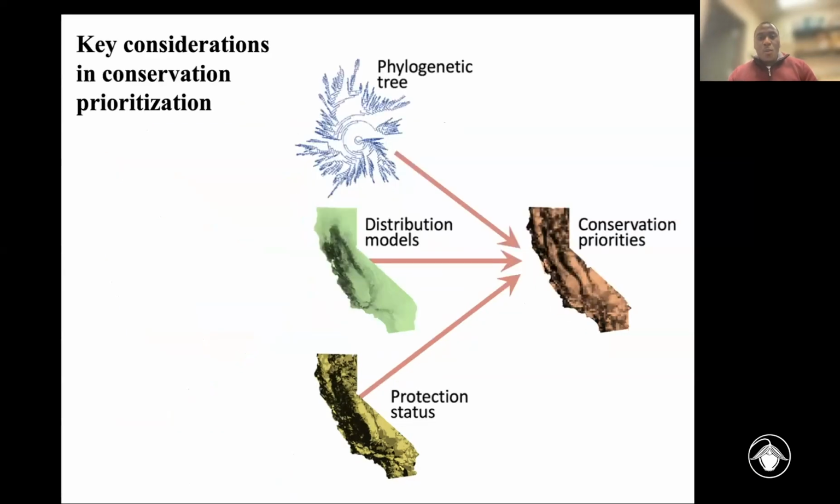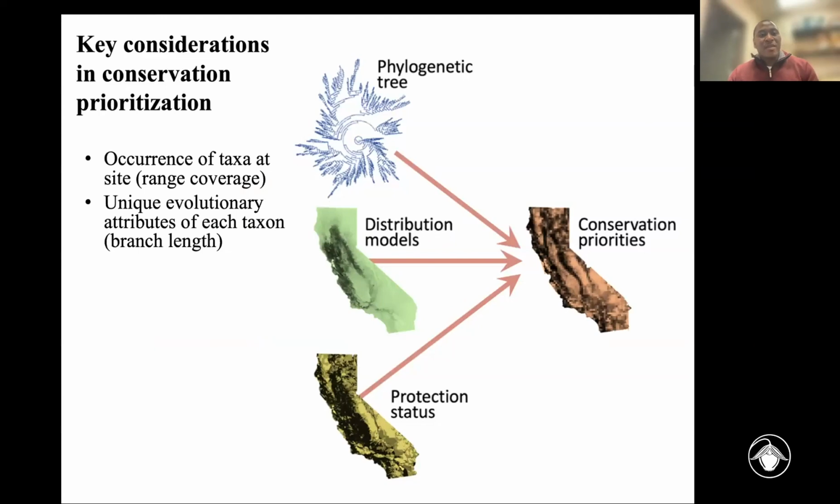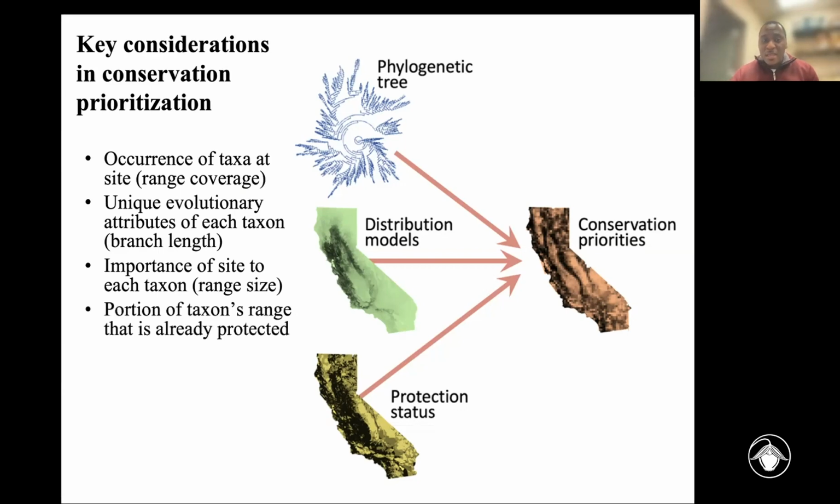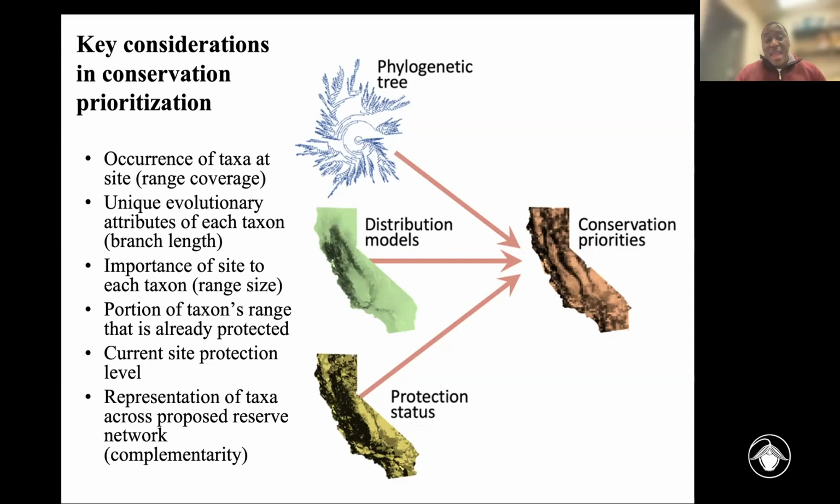So basically, you are giving serious consideration to the occurrence of the taxa, the branch length for each of those taxa, and their range size, the part of the range that is already protected or not yet protected in the protected areas, and the current protected status, which is what I already explained. And then the representation of those taxa across the proposed reserve network.